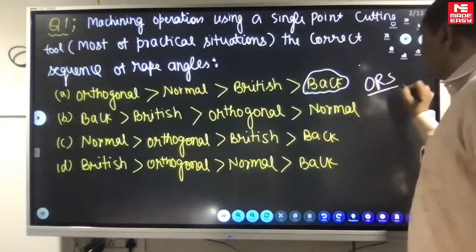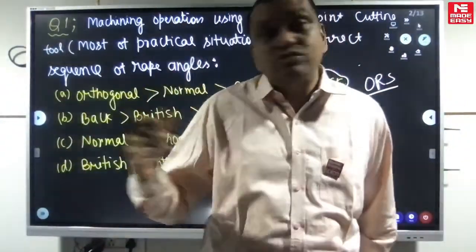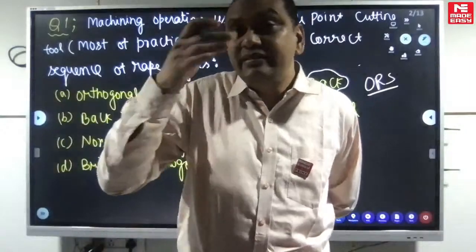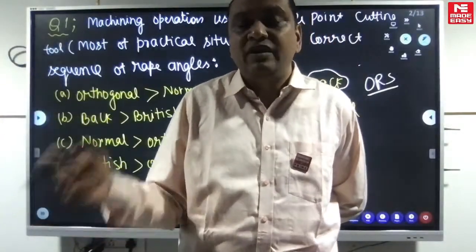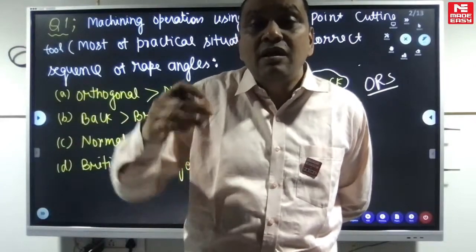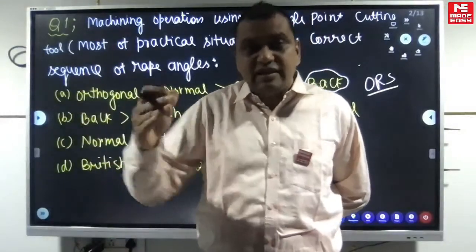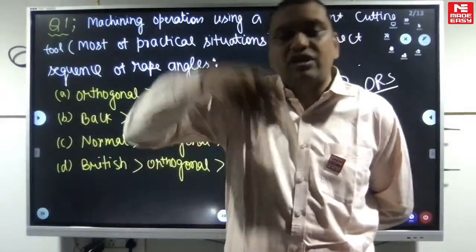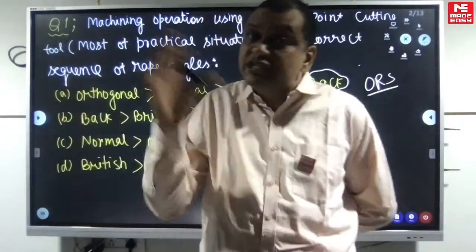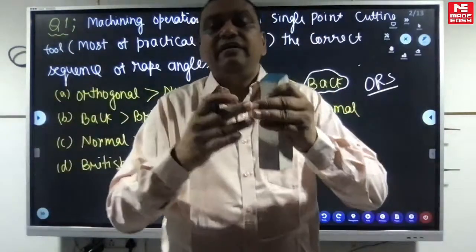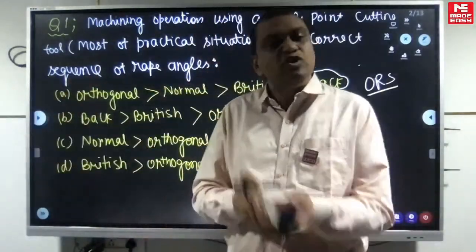the ORS system. You know why these systems are there? Because there are some schools of thought. They think that if you take this angle, this particular rake, then prediction of cutting forces will be more accurate. If you take this, let us say British rake or back rake or orthogonal rake or sometimes normal rake, then prediction of cutting forces will be accurate. But anyway, in every theory, there are approximations. So none of the theories is exactly correct. Okay? So British rake.